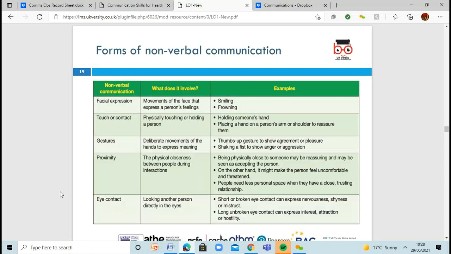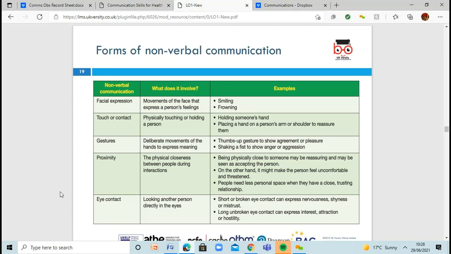So we've got this table here that will show you what the forms of non-verbal communication are. So you've got facial expression, so when you're smiling or frowning or smirking, any of those things. Got touch or contact, where you can physically touch someone or hold someone's hand, put your hand on the shoulder or pat them on the back. Gestures, so a thumbs up or a thumbs down, or, you know, if you're angry, you're shaking your fist, or if you're shrugging, I'm not really sure what you're talking about.